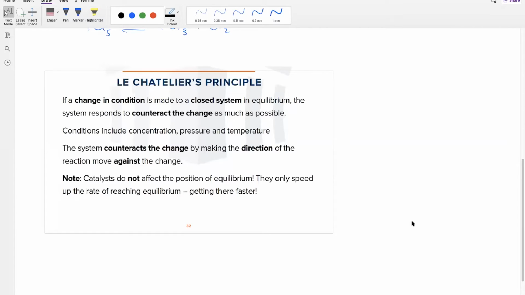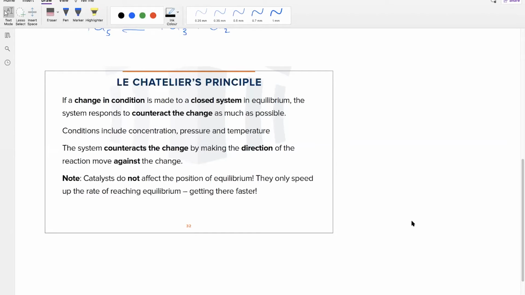And how will that happen? If your change made the reaction go forward, it will try to make it go backward. So that's Le Chatelier principle. I'm going to refer to this as LCP. In simple words, LCP says that the reaction goes opposite to the change that you have made. So what changes can we make? We can change the concentration.